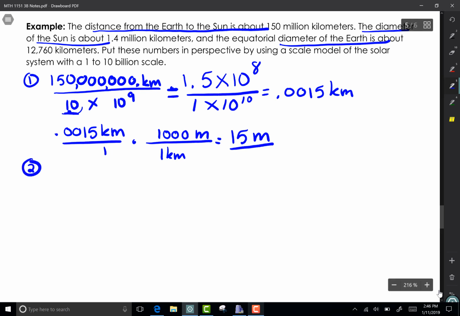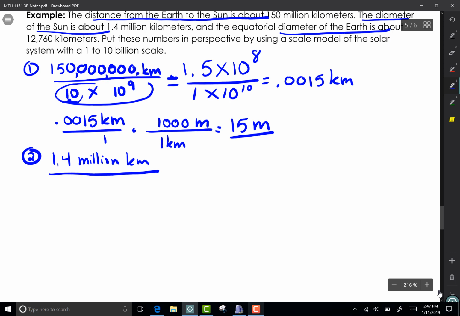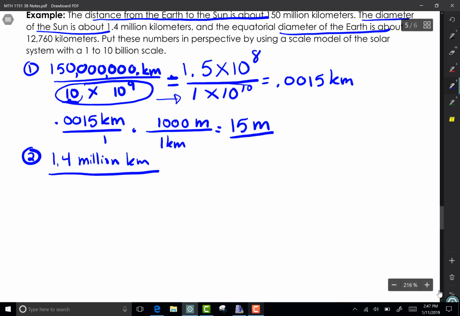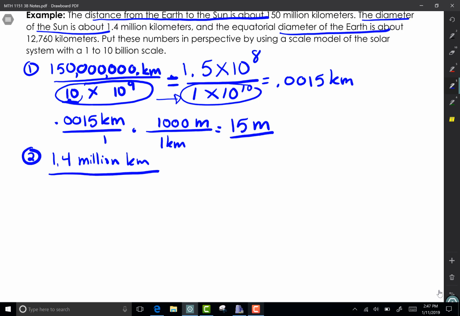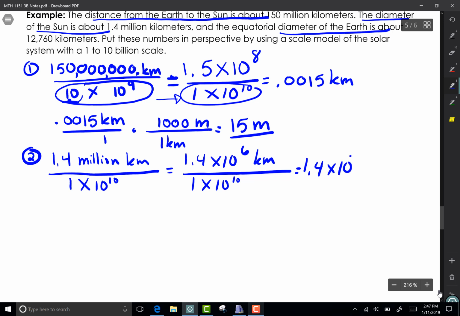Now for the second scale, we want to make a scale of the Sun's diameter. Now it says that the Sun's diameter is 1.4 million kilometers. And we want to do this on a scale of 1 to 10 billion. So like up here, we can just reuse what we did up here. We started off with 10 billion, so that's 10 times 10 to the 9th, because we add 9 zeros. But then we put it in actual scientific notation, and we rewrote it as 1 times 10 to the 10. So I'm just going to start from there, since we already did that work, and divide by 1 times 10 to the 10. I can put 1.4 million kilometers in scientific notation, and I can write that as 1.4 times 10 to the 6th kilometers, because we know that million means 6 zeros, and then that's divided by 1 times 10 to the 10. When I divide, I get 1.4 times 10 to the negative 4 kilometers.